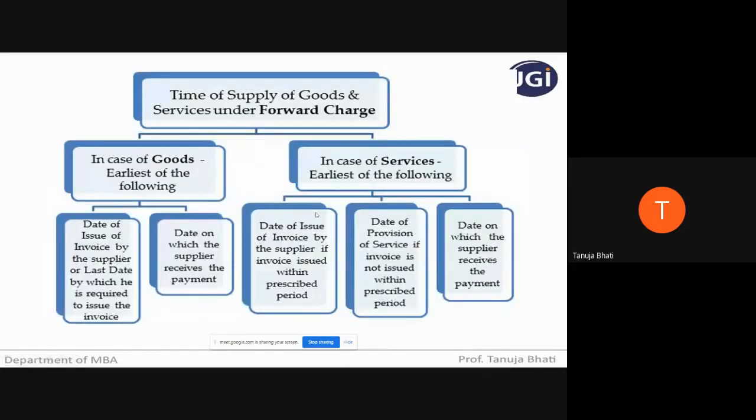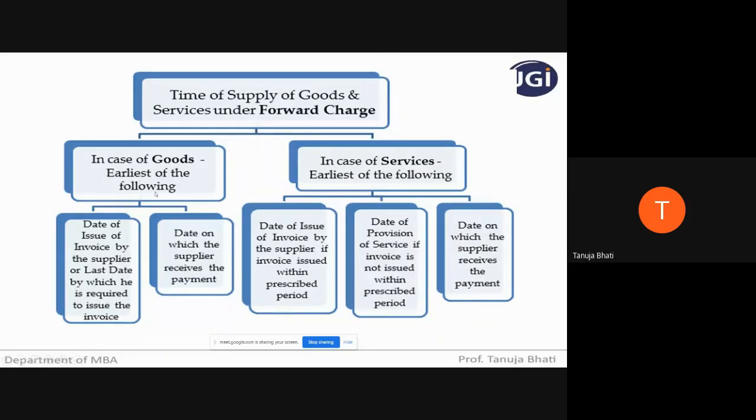So quickly revising, students, time of supply of goods and services under forward charge. Forward charge is nothing but where the supplier collects the tax amount from the recipient and pays it to the government. So we know that time of supply under forward charge is different for goods as well as services. So what is the time of supply in case it is goods?